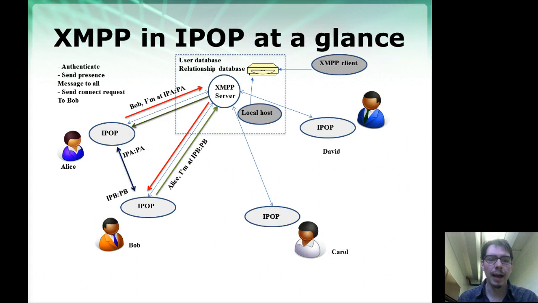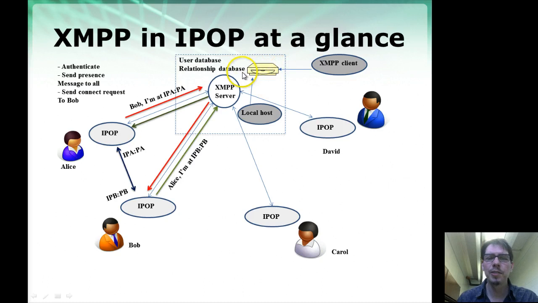So again, Alice and Bob will authenticate to the XMPP server. The XMPP server will have a local database that could be implemented as a SQL database, an LDAP, whatever way the XMPP server manages this information. But that will tell, in this example, that Alice and Bob are friends.